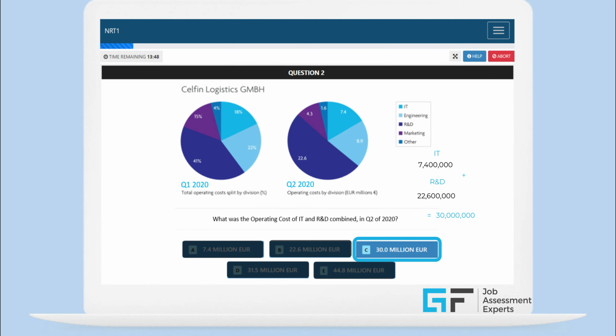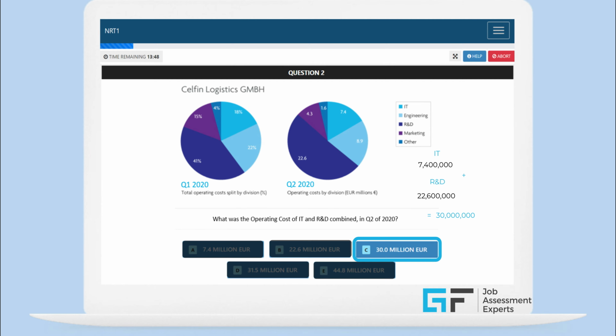Numerical reasoning is more about your ability to reason with information that is provided than your mathematical skill. Failing to identify the relevant information in the chart will inevitably lead to an incorrect answer. So make sure you read each question carefully and study the information provided.